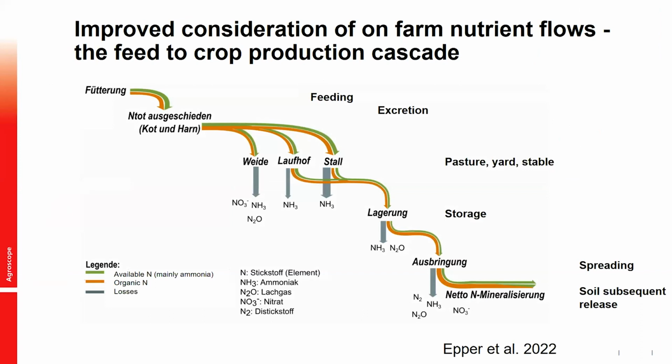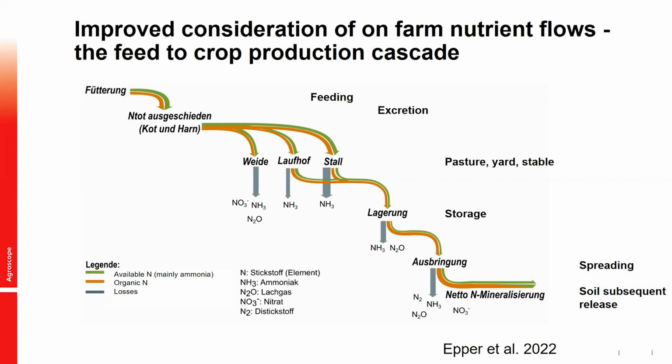So what could we do to improve such a balancing system? You see here a feed to crop production cascade, as we say, which can be used to describe the nutrient flows in our agricultural system. And you see on the top left, basically the start with the feeding, bringing nutrients into animal production systems, and these animals then excrete nutrients, and then on the farm you can have the animals in the yard, in the stable, or on the pasture, and your manures and slurries can then go to storage, and right after that they will be spread as fertilizers again, and be in the agricultural field as fertilizers.